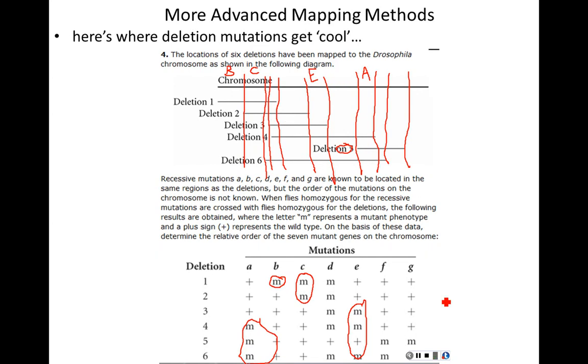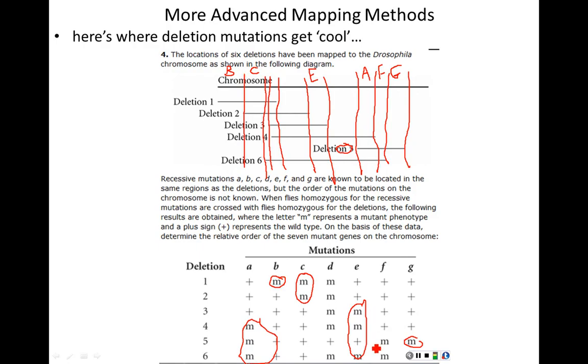What are we missing here? F. Gene F exists in a region that is missing in 5 and 6, and 5 and 6 only. The only part of this chromosome that has 5 and 6 and only 5 and 6 missing is here. So this is where gene F lives. Gene G shows its mutation phenotype only in region 5. Well, where is only deletion 5 missing and no other deletions missing the chromosome in that region? That's here. G.